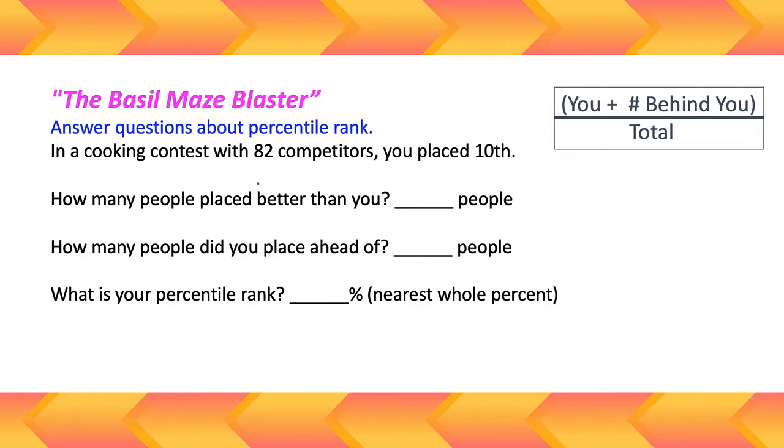In a cooking contest with 82 competitors, you placed 10th. All right, so I'm going to label a couple things here. 82 is the total number of competitors, and you placed 10th. Okay, cool. So what does 10th place truly mean? Well, let's answer some questions about that.